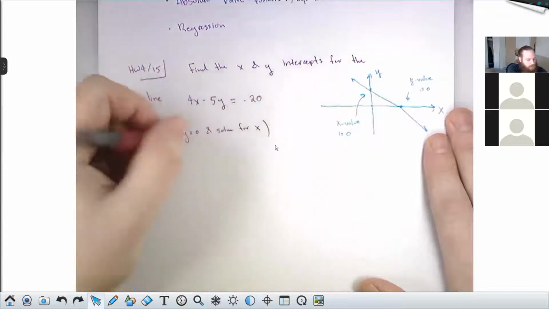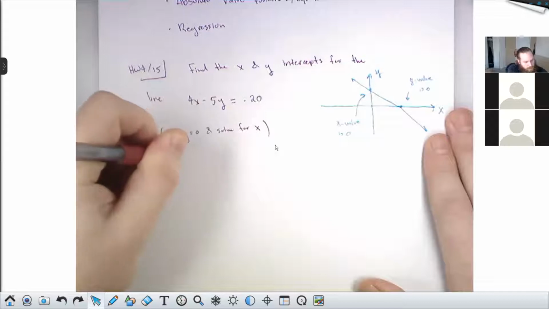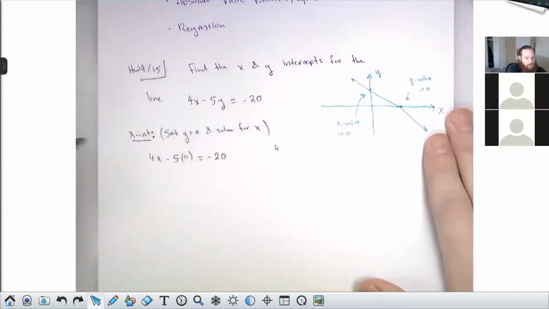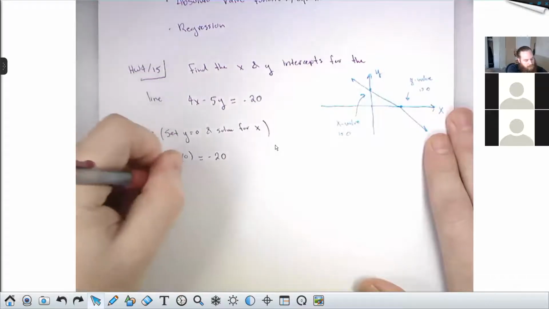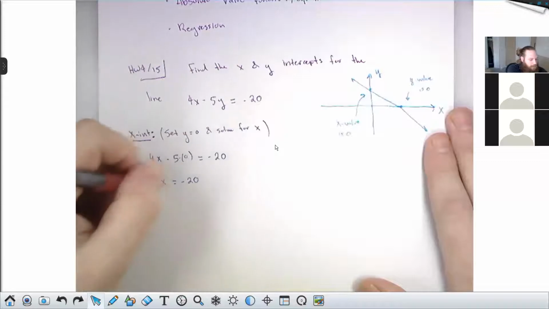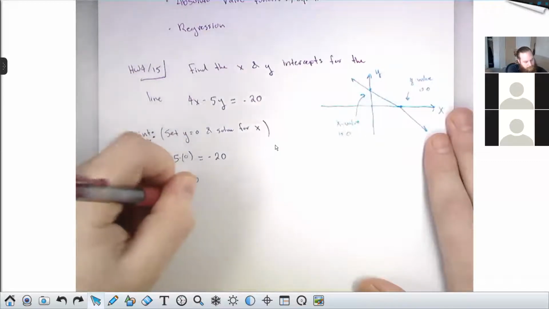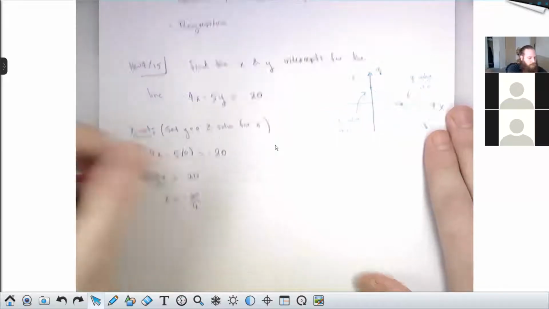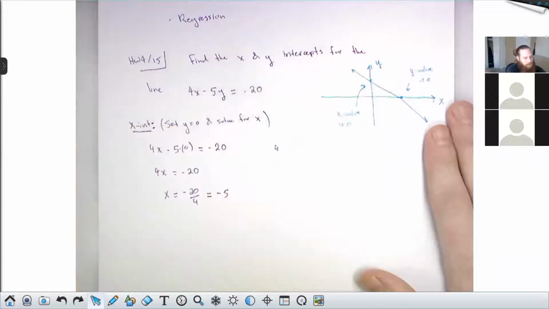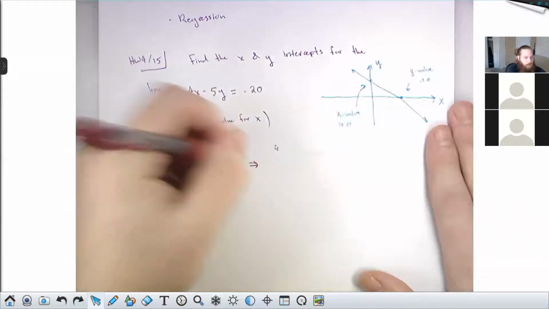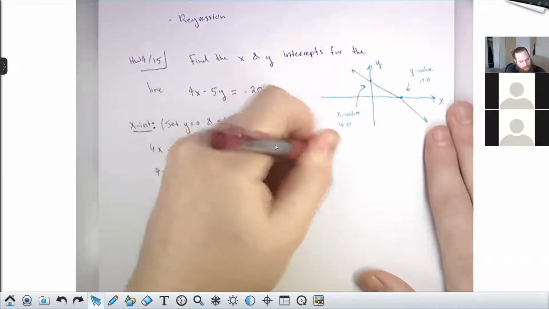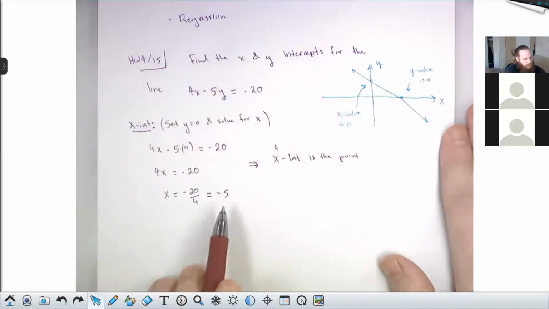And if I set y equal to 0 in this expression, then I'll get 4x minus 5 times 0 equals negative 20. 5 times 0, that's definitely 0. So this just says 4x equals negative 20, right? 4x minus 0 is just 4x. And then I can divide both sides by 4. And negative 20 over 4, well, 20 is 4 times 5. So if you divide 20 by 4, you get 5. So this is negative 5. So that means my x-intercept, and you always want to report these as ordered pairs, the x-intercept is the point negative 5 comma 0.